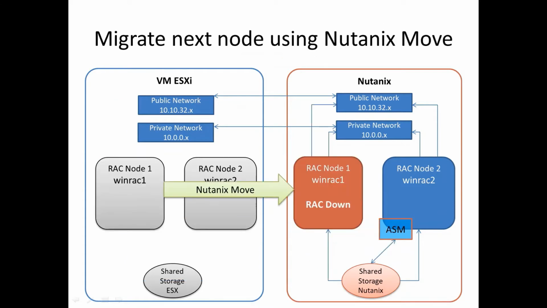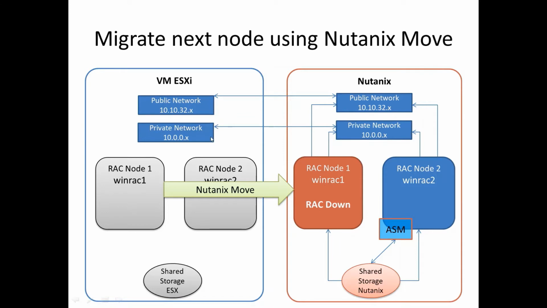The next step will be shifting the RAC node 1, which I have to do exactly as I did before using Nutanix Move, and at that instant the ASM will be shifted only to the node which was migrated before, because the RAC services are down here, so ASM will no longer be available on node 1.